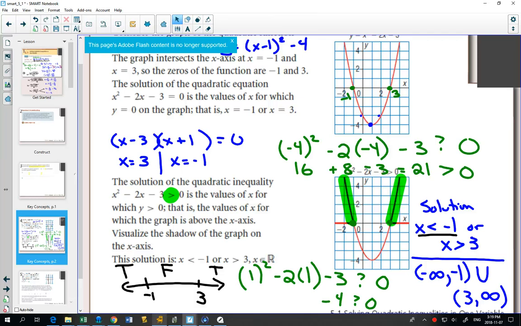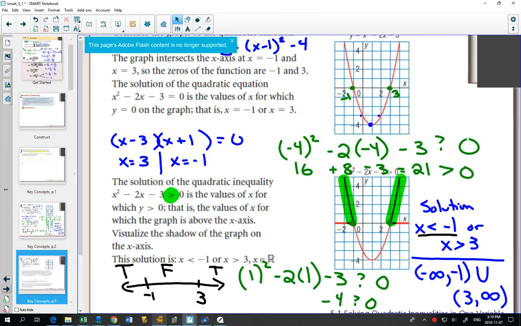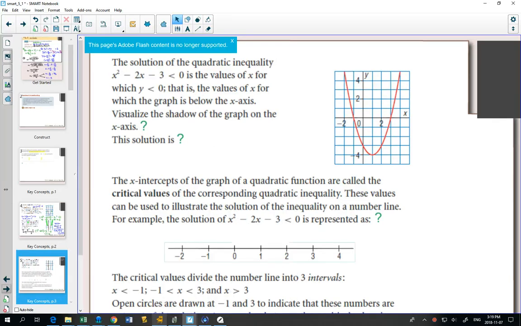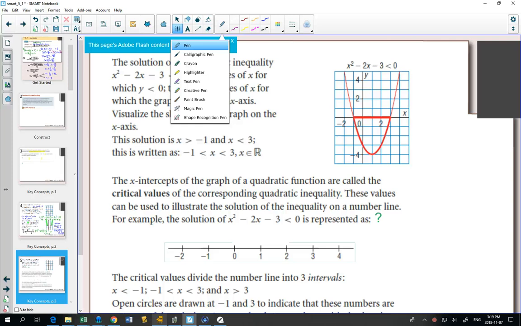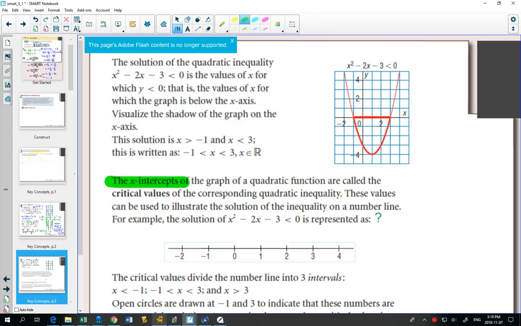Now these values where it's equal to 0, in your notes they call them critical values. So I'm going to highlight that in your notes, because that's where things change from being positive or negative. Oh, they did another example and said, where is it less than 0? Can you see that would be that section, the opposite of the other section, where the graph is below?